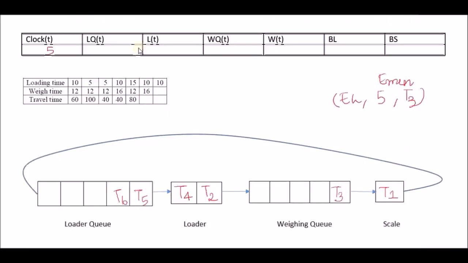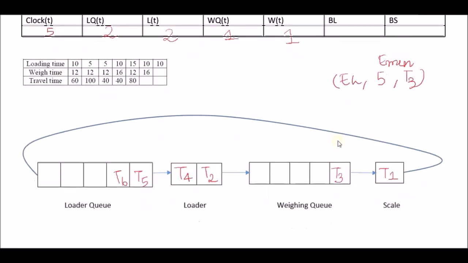Now you can fill this table. So how many are there in the loader queue? 2. How many are there in the loader? 2. How many are there in the weighing queue? 1. How many are there in the weighing? 1. We'll calculate this in a minute. But first, let's write the future event list.